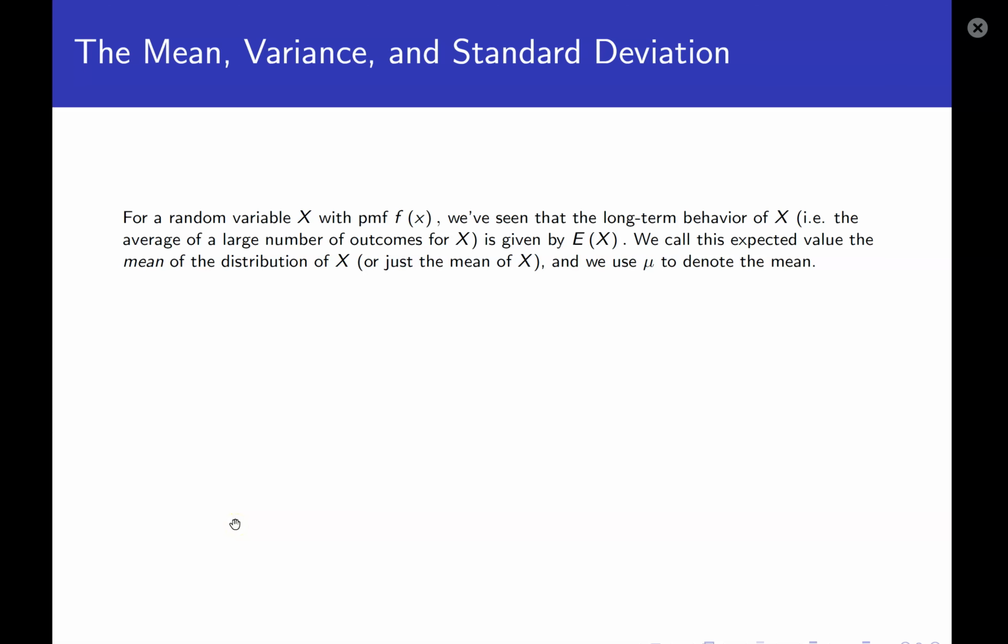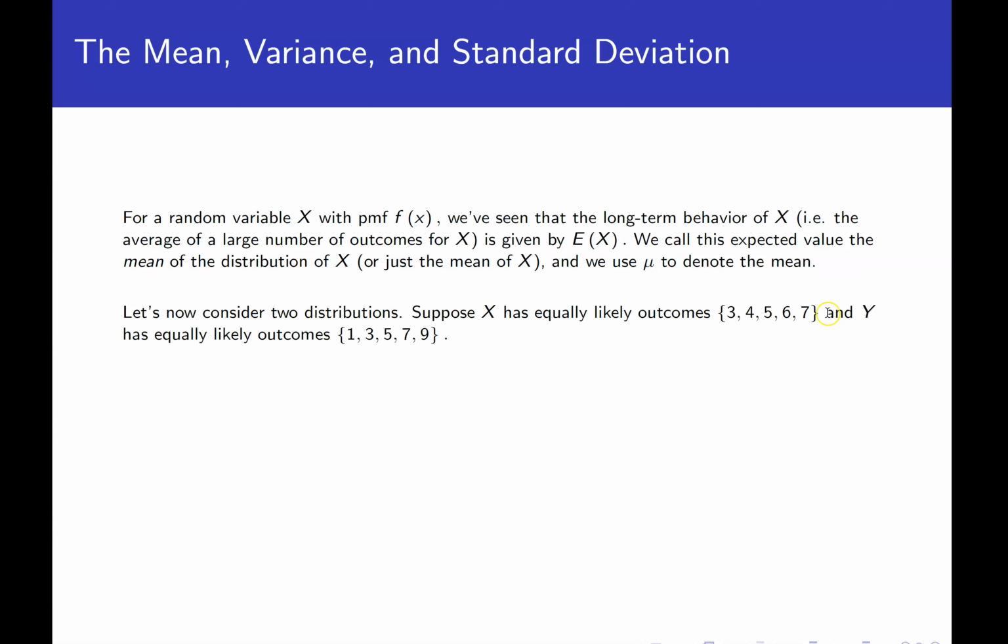In this video, we're going to extend on the idea of expected value to define the mean, variance, and standard deviation of a random variable. So we've already seen that the long-term behavior of a random variable x is given by the expected value of x. We refer to this expected value as the mean of the distribution of x, or just the mean of x. And we're going to get fancy and use the Greek letter mu to denote the mean. If we're talking about two or more different distributions, we might use a subscript, like mu sub x, to make sure that we're talking about the mean of x in that case.